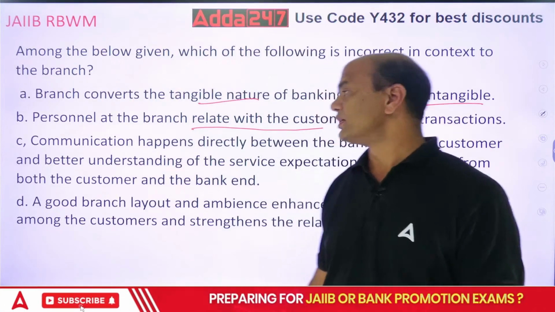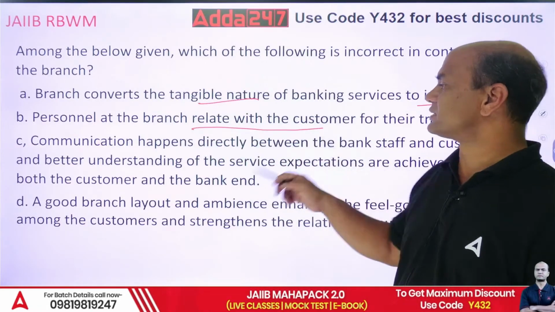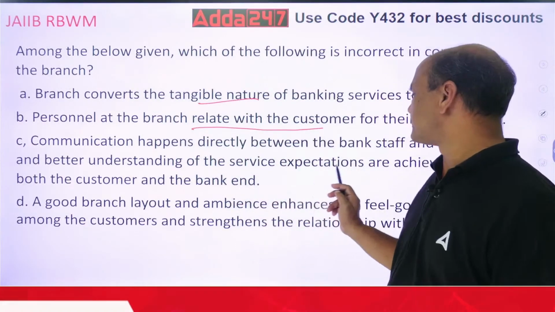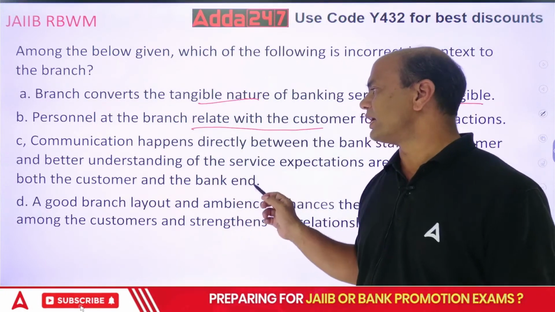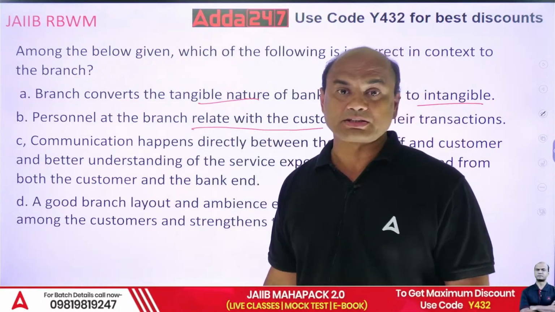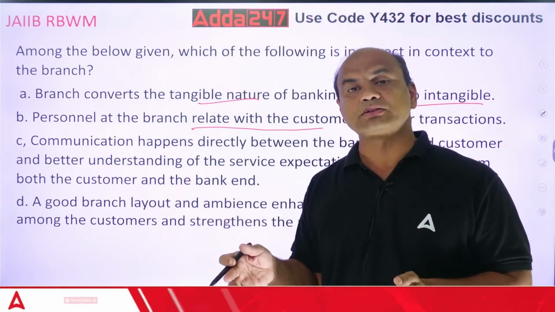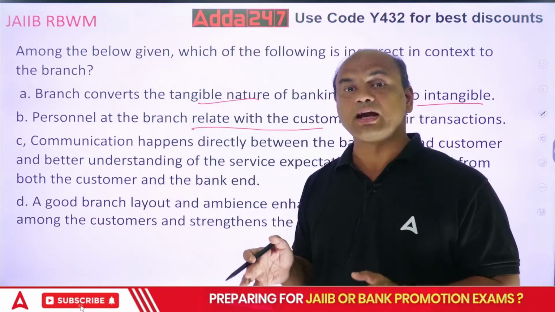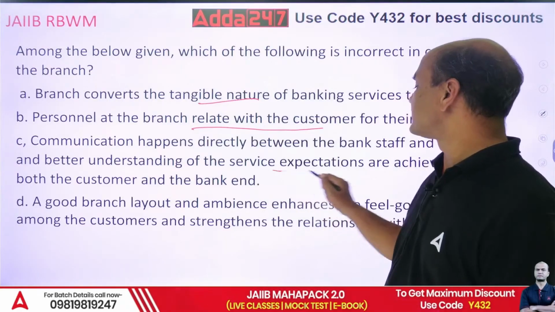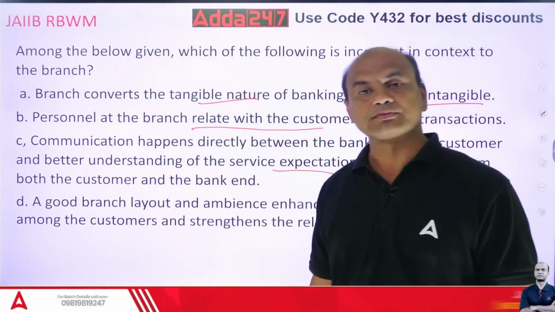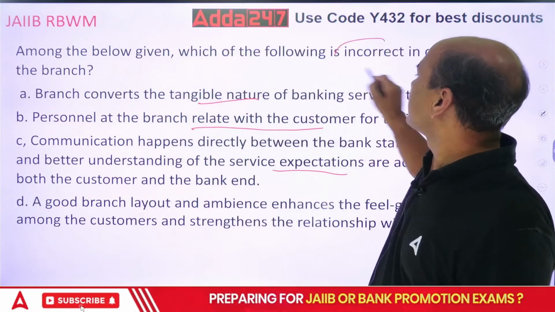Option C: Communication happens directly between the bank staff and the customer, and better understanding of the service expectations is achieved from both the customer and the bank end. So communication between the branch staff and the customer happens regularly, and if it happens regularly, the customer's service expectations are met. So the customer will be happy. You want the incorrect one.